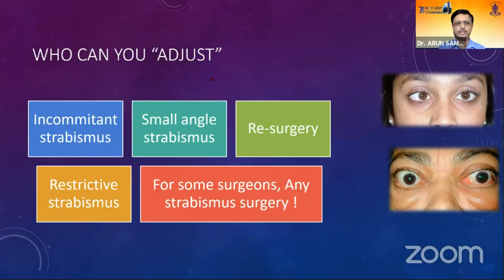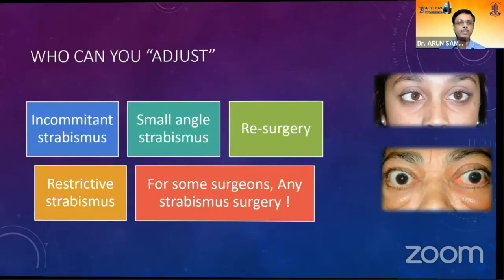So whom can you adjust? One is incomitant strabismus, small angle strabismus, particularly resurgeries. It's very useful because the predictability of the normal nomograms is very low with resurgeries. So there it is very useful, and also in restrictive strabismus. And for some surgeons, for any surgery, all strabismus surgeries, they do under adjustables.